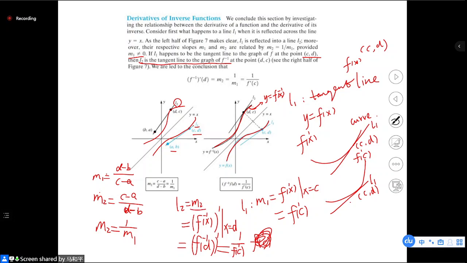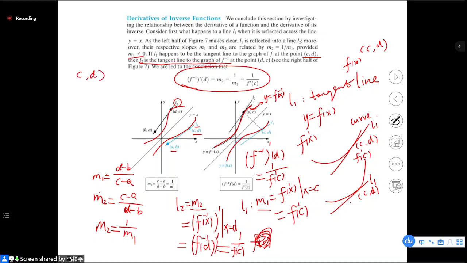And we know f2 is equal to 1 over m1. So this means f inverse prime d is equal to 1 over f prime c. We write this f inverse, this is the symbol, prime, the derivative at the point d is equal to 1 over f prime c. So we have this. We arrive at the conclusion that f inverse prime d is equal to 1 over f prime c.